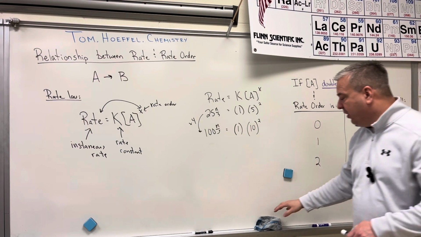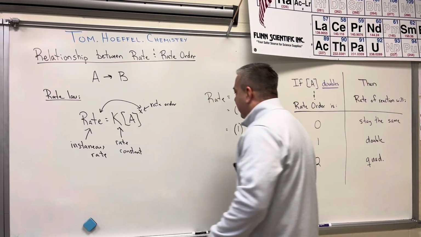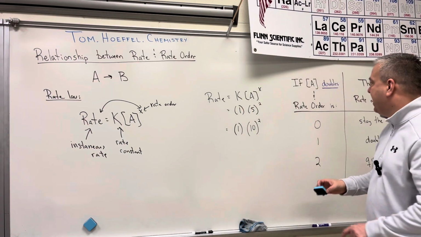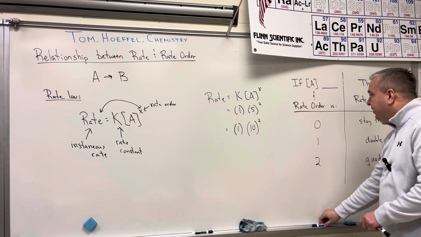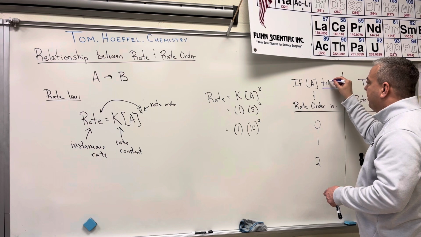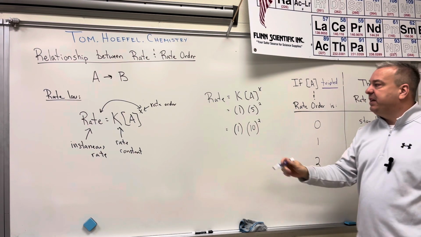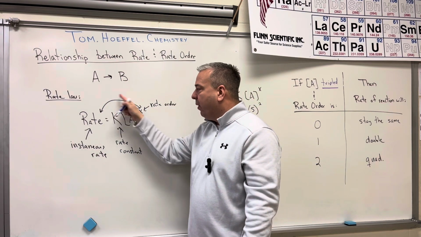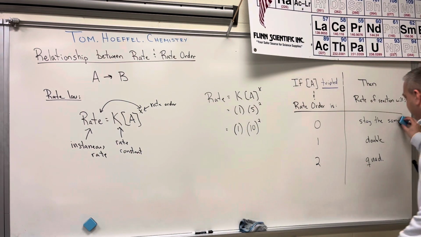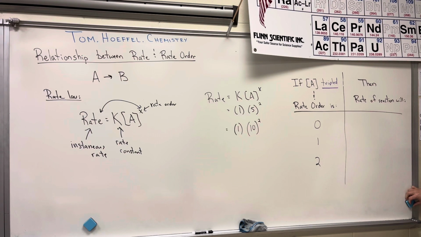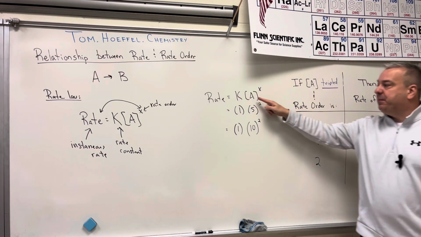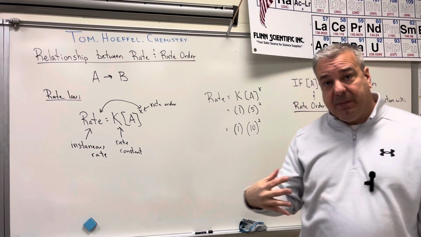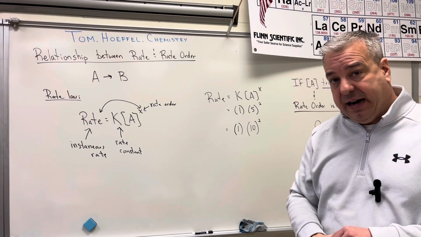Now, just to bring this home, what I'd like to do is another situation just to make sure you understand this completely. I'm going to change one word up here. I'm going to change that double to triple to make sure that you understand the relationship between the rate order and the rate. So go ahead and pause this video, and try to figure out how the reaction rate would change if it's 0 order, first order, or second order if I tripled the amount of A. And when you come back, I'll have that data table filled out and we'll check your answers.